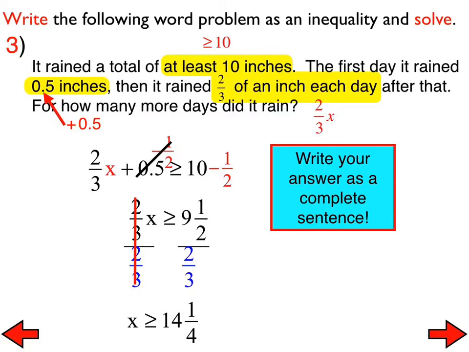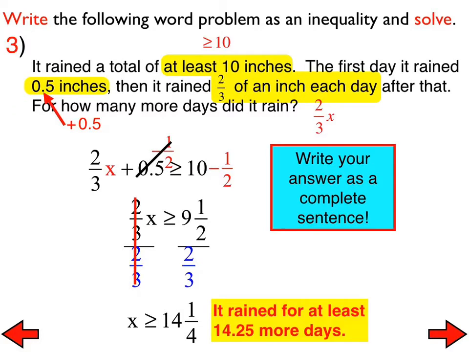We can say it rained for at least 14.25 or 14 1/4 more days. Right? Because usually it doesn't even rain the whole day. It just rains for a little bit and then it stops. You could, yeah, you can say 14 days and then however many hours. That's a good idea too. But we don't have to go that far for this problem. Any questions about number 3?